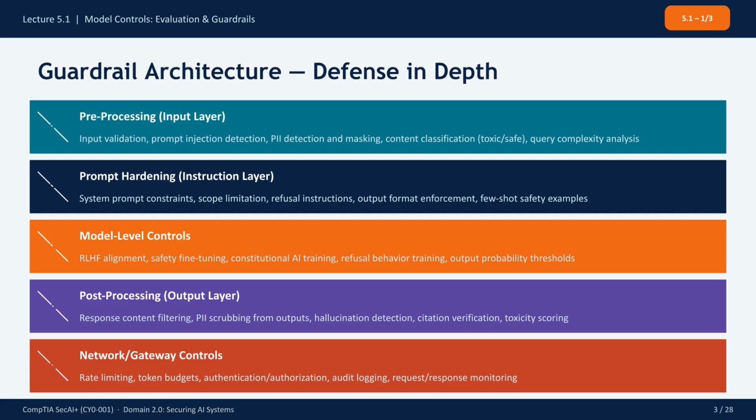Layer 3 is model-level controls. These are baked into the model itself through RLHF alignment, safety fine-tuning, and constitutional AI training. These controls make the model inherently less likely to produce harmful outputs.